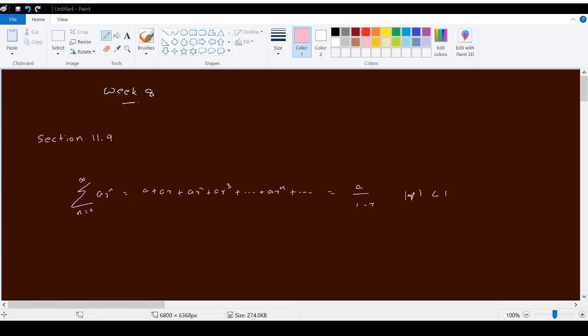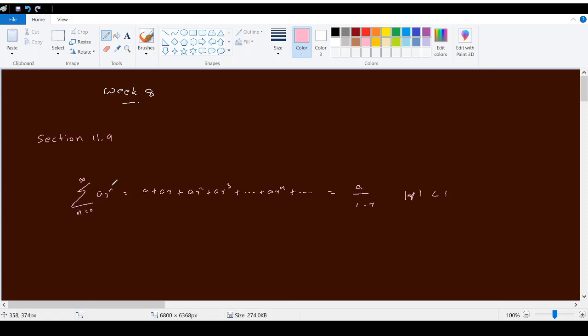In this video, we are going to discuss, or rather, visualize a series as a function, right? So to begin with that, let's revisit the geometric series that we did before.